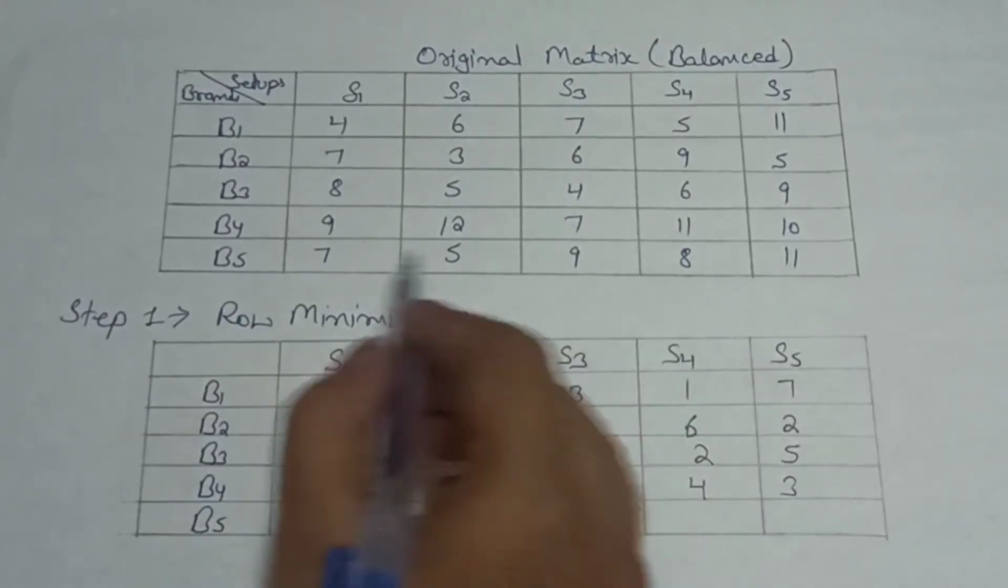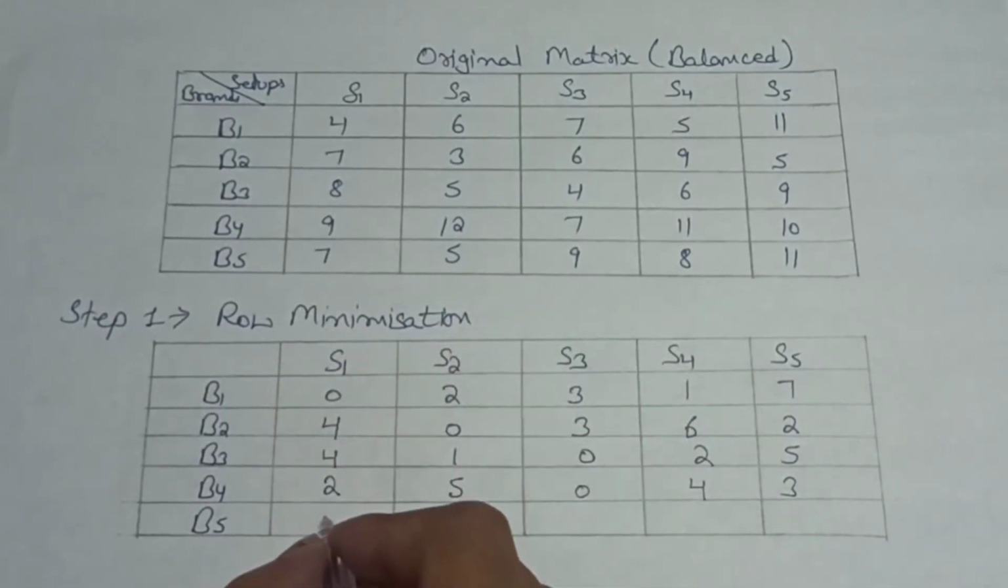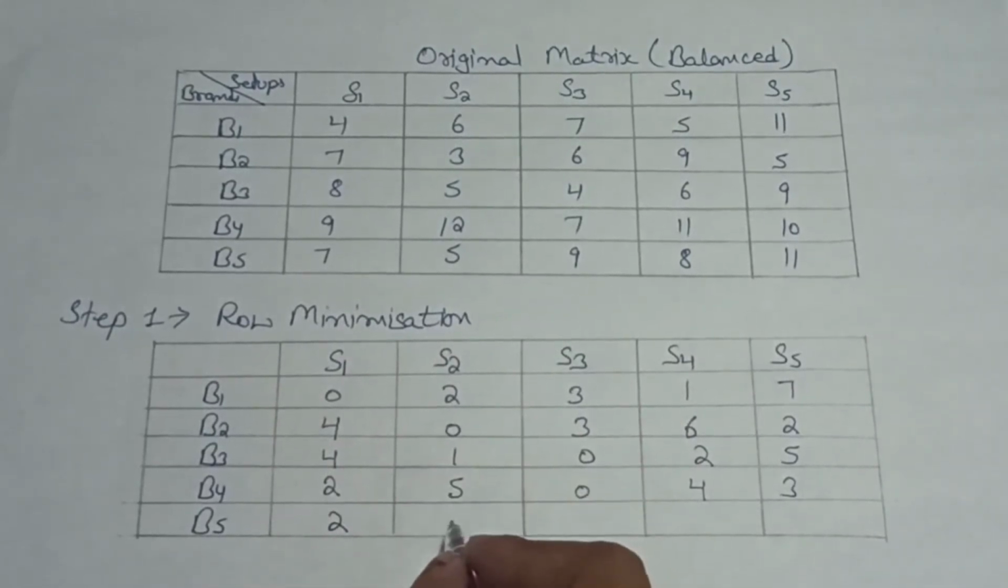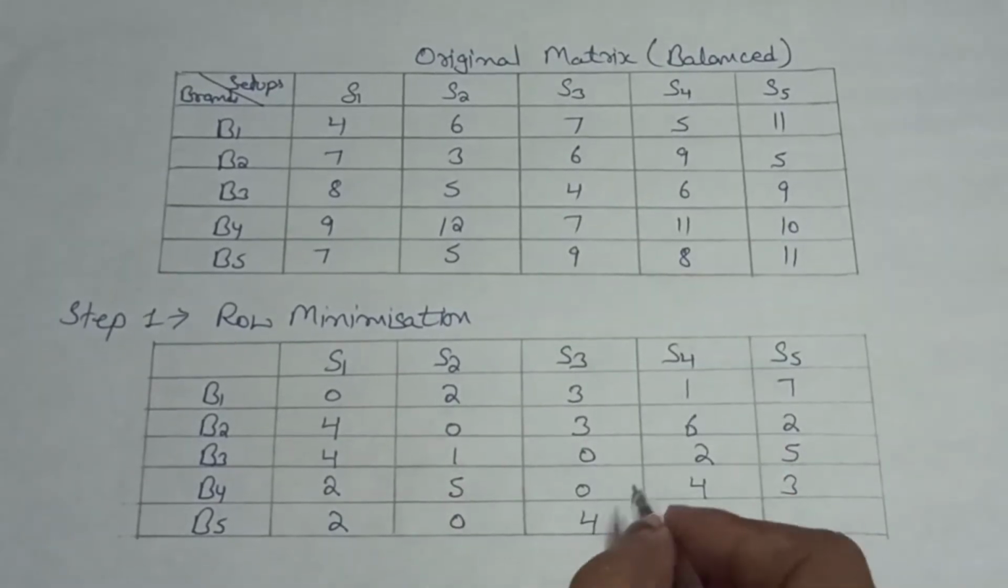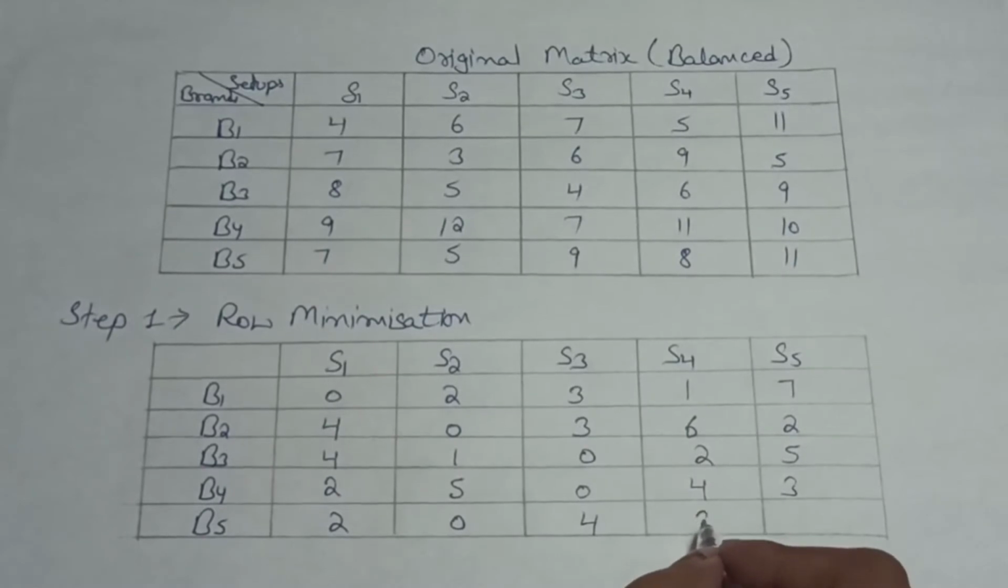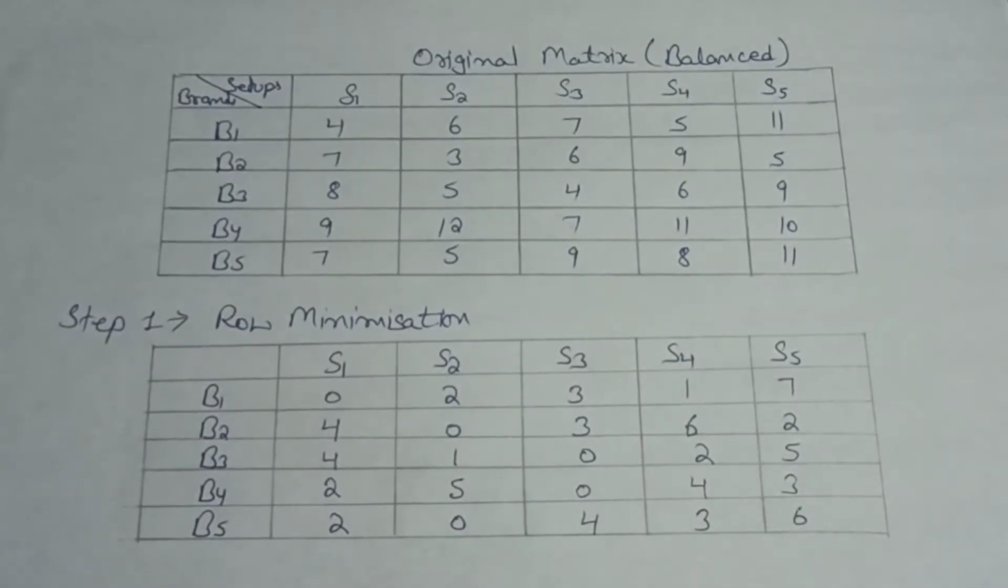And the last row. Here 5 is the smallest element. So 7 minus 5 is equal to 2. 5 minus 5 is equal to 0. 9 minus 5 is equal to 4. 8 minus 5 is equal to 3. 11 minus 5 is equal to 6. So here our first step is complete.